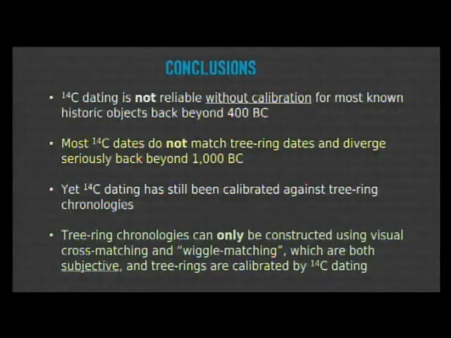So, overall conclusions, radiocarbon dating is not reliable without calibration for most known historic objects beyond 400 BC. Most radiocarbon dates do not match tree ring dates and diverge seriously beyond 1000 BC. Radiocarbon dating is still calibrated against tree ring chronologies, but tree ring chronology can only be constructed using visual cross-matching and wiggle matching, both of which are subjective, and tree rings are calibrated against the radiocarbon dating method.